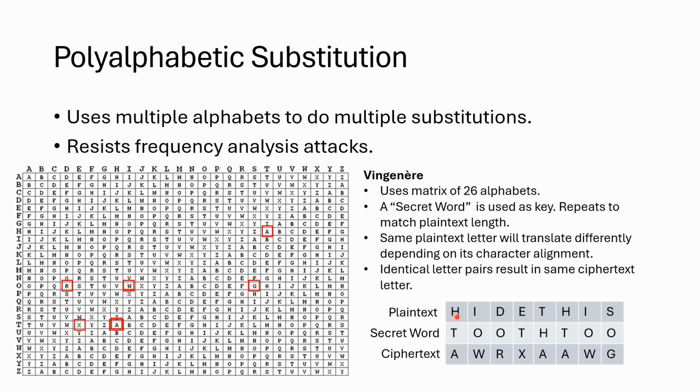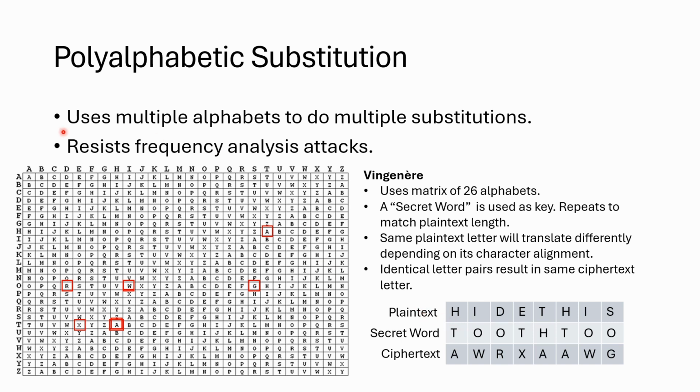So our plain text is HIDE THIS. Our secret word is TOOTH, but TOOTH will repeat, so it starts to repeat there, and it has to match the plain text length. And then we have our ciphertext. So how you do this is you take your H and you take your T from the secret word.